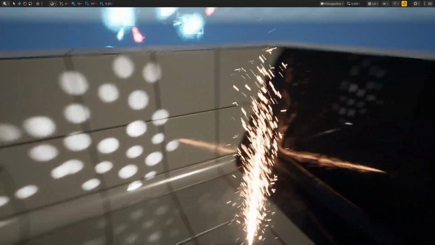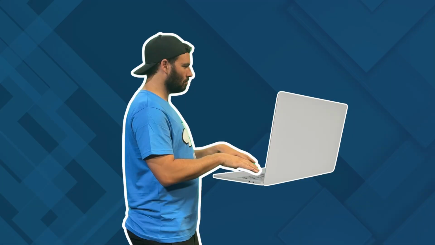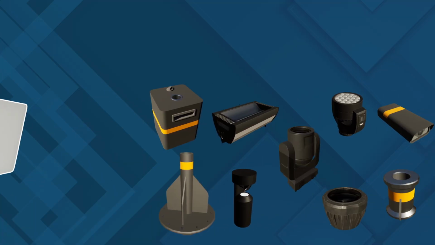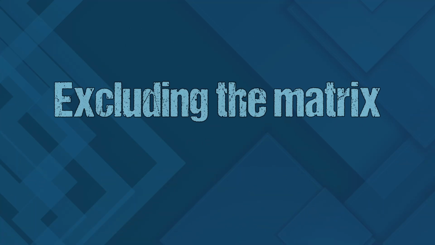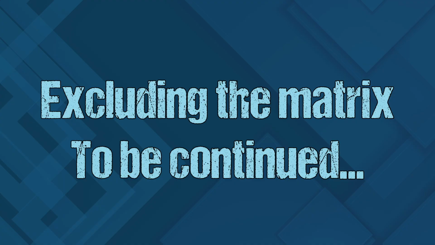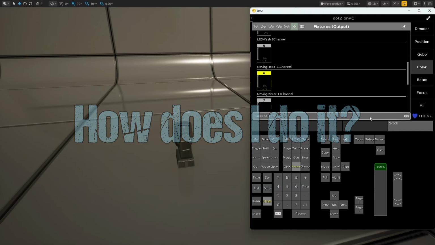The challenge is, when you first open the DMX template, it's not immediately obvious what each fixture does, how it's controlled, or when you should use one over another. So that's exactly what we're going to cover today. We'll go through every built-in fixture that currently ships with Unreal Engine, excluding the Matrix fixture, which deserves a tutorial on its own.